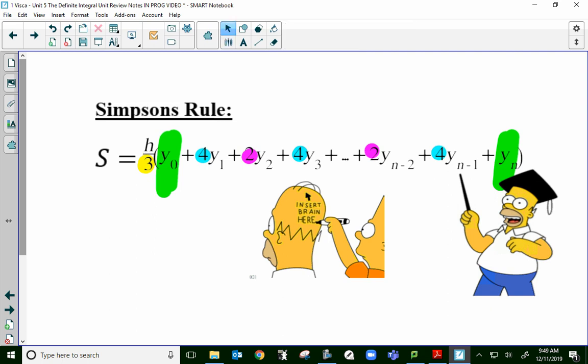Just like trapezoid, except 3. You divide it by 3. And instead of everything being doubled inside, the bookends stay the same. Everything inside isn't doubled. It's 4, then 2, then 4, then 2, then 4, then 2. It repeats that pattern until you get to your end bookend, which does not get doubled. And that's it.